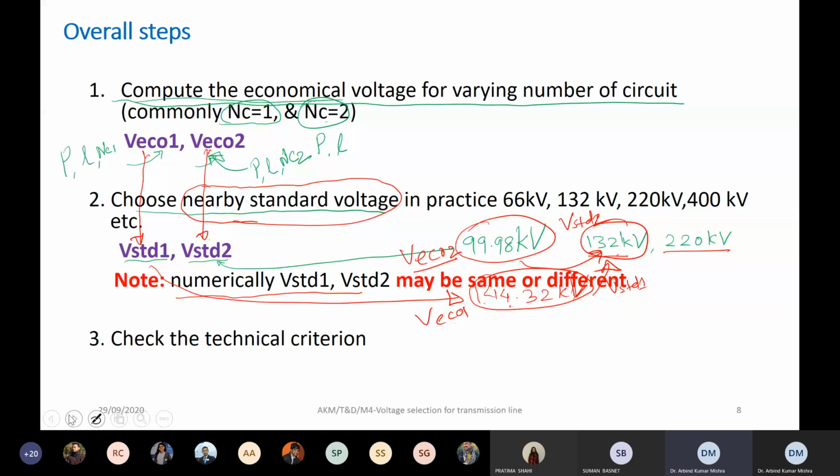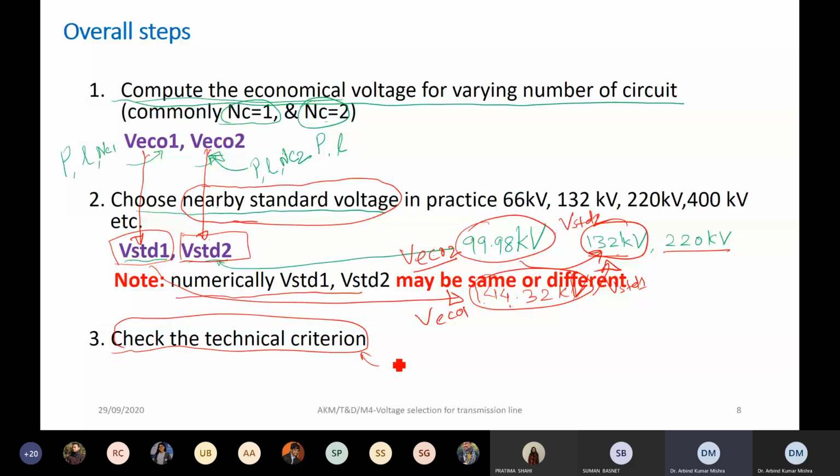We'll proceed further for the final choice. Now, what you require is to check that whatever is the standard voltage for the number of circuit case 1, and for the number of circuit case 2, both of these need to pass the technical requirement. This is mandatory especially for long lines, and as you know, transmission lines are usually longer lines. So for a transmission line, we always check for transient stability.